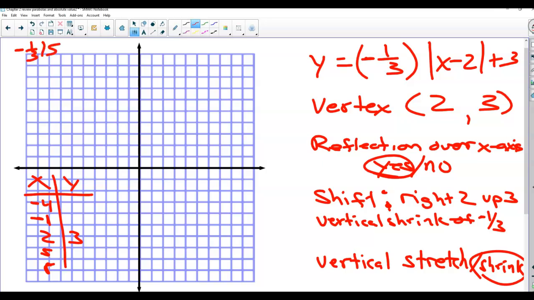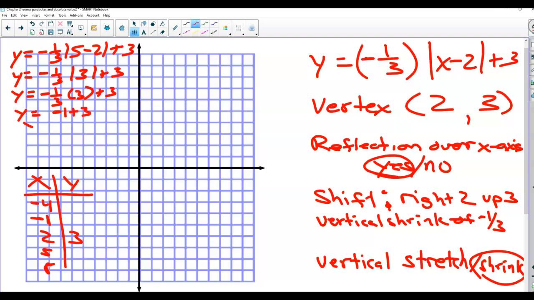Negative 1/3, absolute value of 5 minus 2 plus 3. The absolute value of 5 minus 2 is the absolute value of 3. The absolute value of 3 is 3. Negative 1/3 times 3 is negative 1 plus 3, and therefore my y is 2. So when I put this in the chart, 5, 2, negative 1, 2.